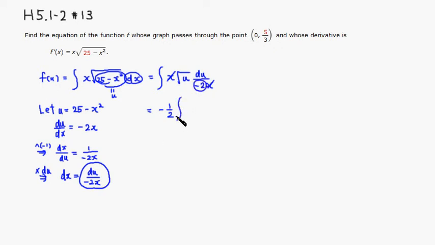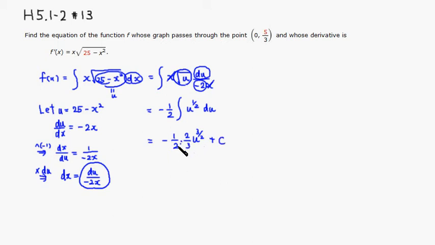So you have an integral sign, square root of u. I don't like square roots, so I'm going to rewrite it as u to the 1/2 power, then du. Then you have the constant negative 1/2. Antiderivative using the power rule: add 1 to the power, which is 1/2 plus 1, which is 3/2. Dividing by 3/2 is equivalent to multiplying by 2/3. Then plus some constant c.